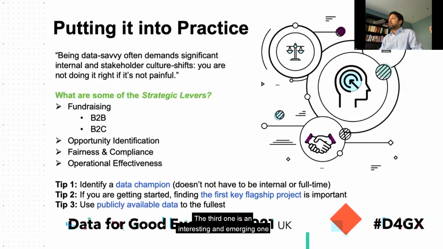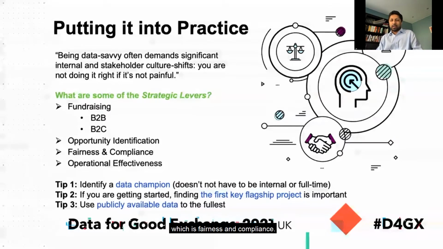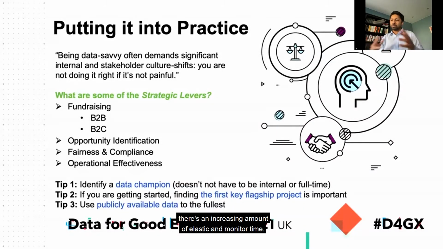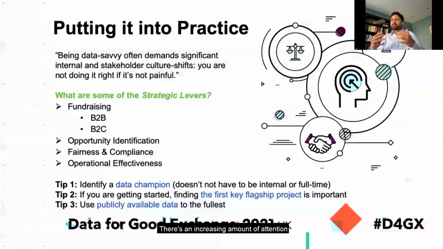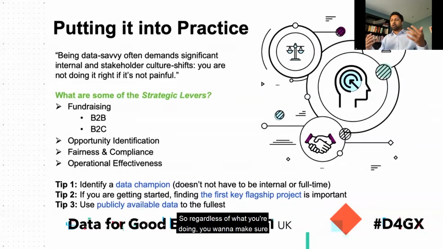The third one is an interesting and emerging one, which is fairness and compliance. So assuming you're doing the first two, there's an increasing amount of, let's take them one at a time. So fairness and compliance are related but somewhat different concepts. There's an increasing amount of attention being paid to equitable outcomes. So regardless of what you're doing, you want to make sure that the money or the efforts that are being put out don't have a skew in terms of which demographics benefit if it's not a justified skew.